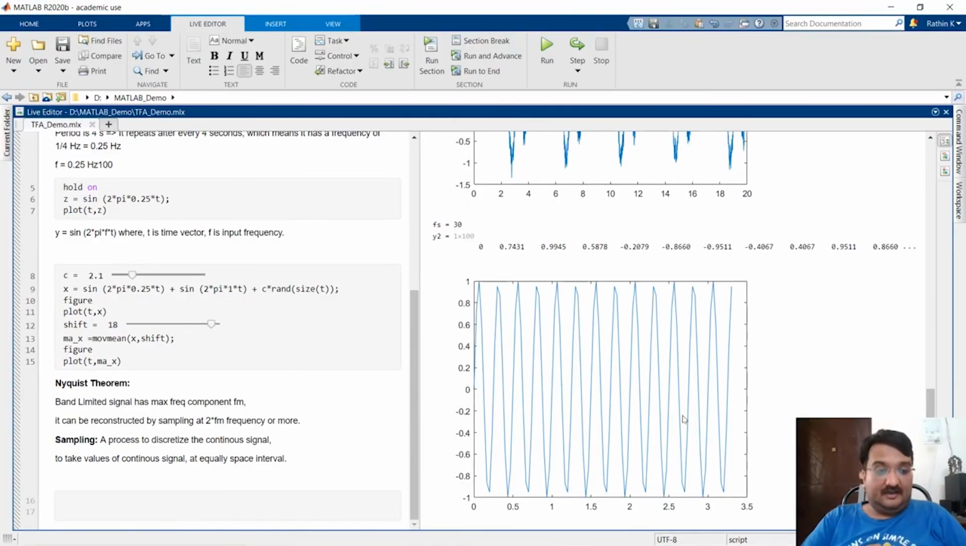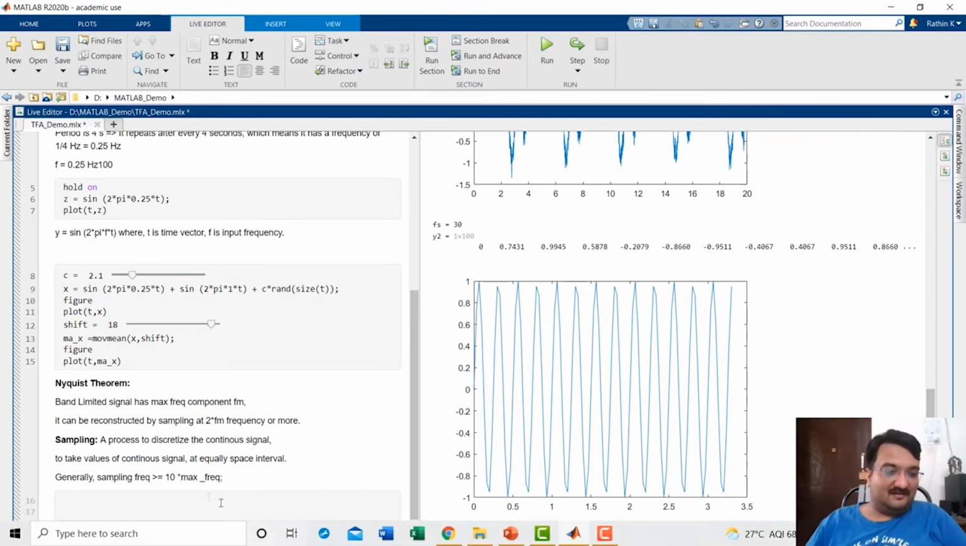So generally, the sampling frequency is at least 10 times more than your maximum occurring frequency. We'll see why it is like this, but in order to reconstruct the signal, if you want to get better signal fidelity, with proper quality, generally it can be 10 times and even more than that.